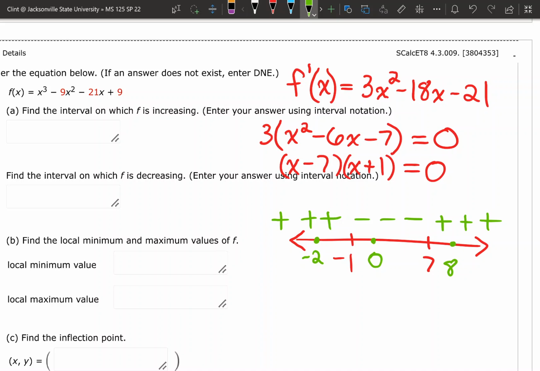So we're increasing anywhere the derivative is positive, so we've got 2 of those intervals. What are they? Okay, -infinity to -1, and 7 to infinity. Okay. And then what interval are we decreasing on? -1 to 7. Yep.